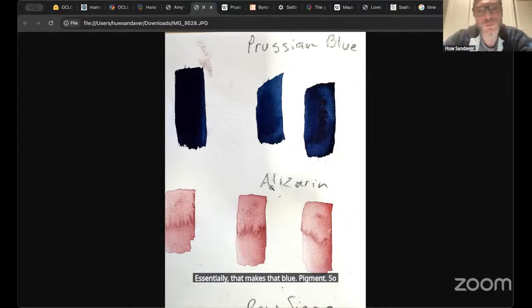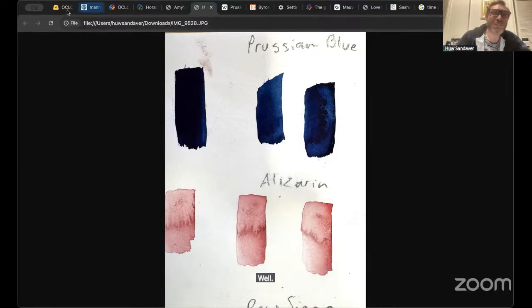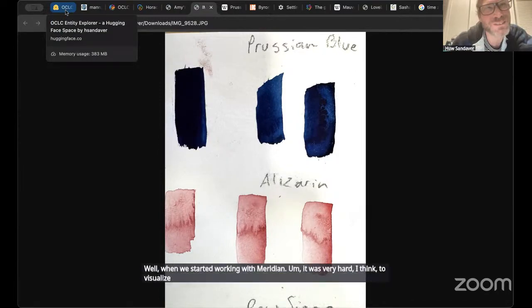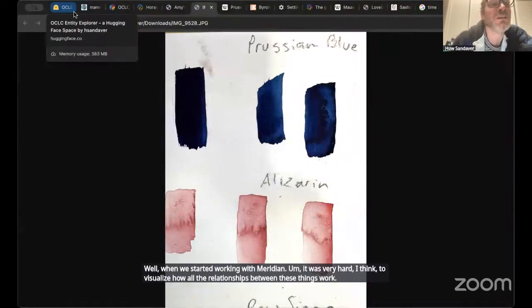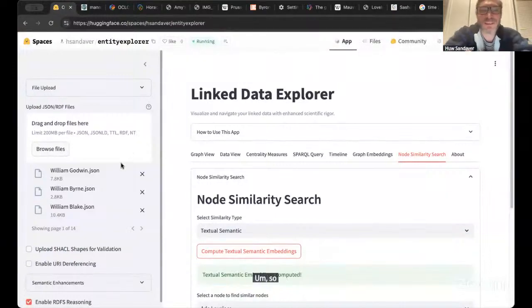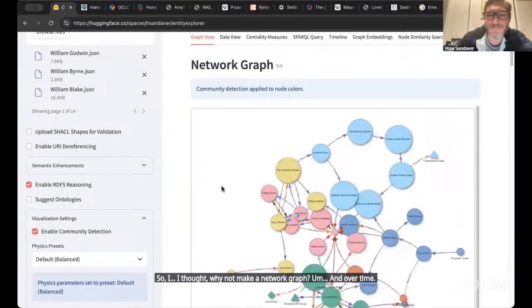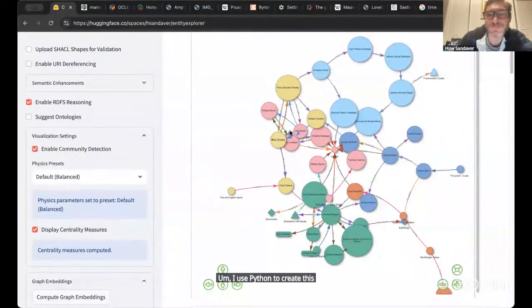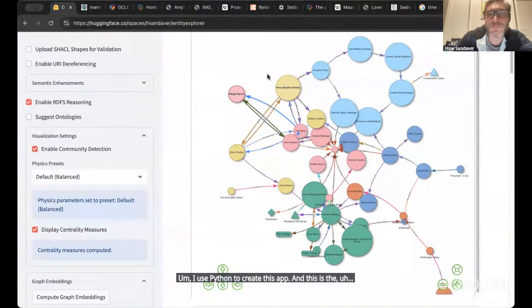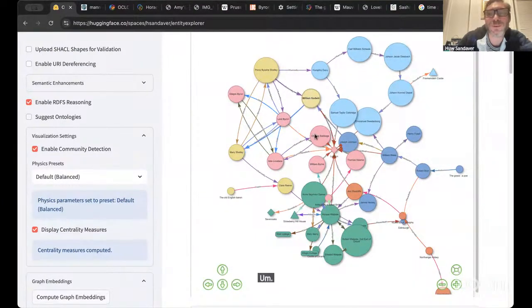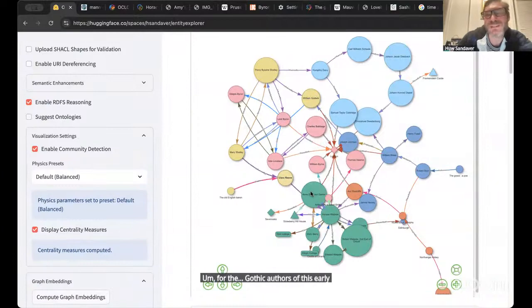So what's all of this got to do with linked data? Well, when we started working with Meridian, it was very hard, I think, to visualize how all the relationships between these things work. So I thought, why not make a network graph? And over time, I used Python to create this app. And this is basically the network graph that Amy was referring to, of all the Gothic authors of this early period mapped together.